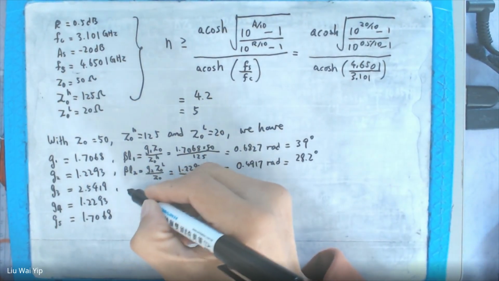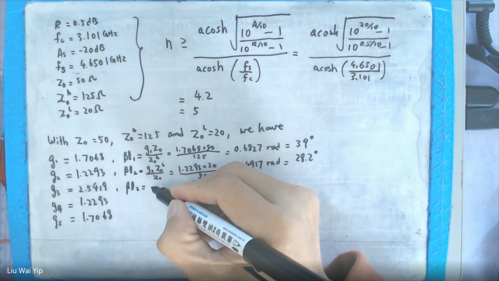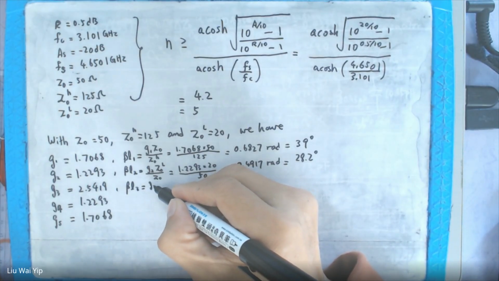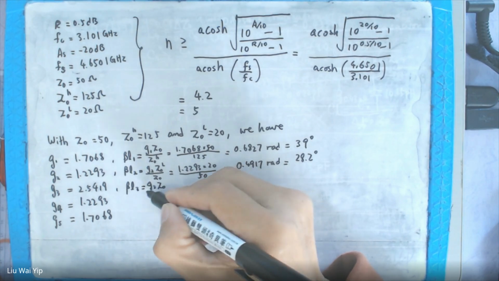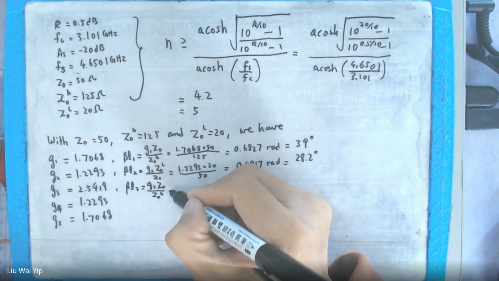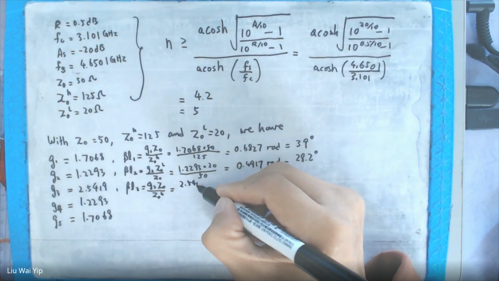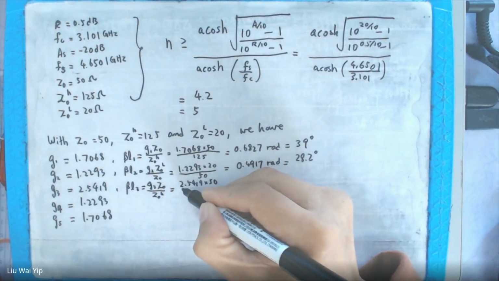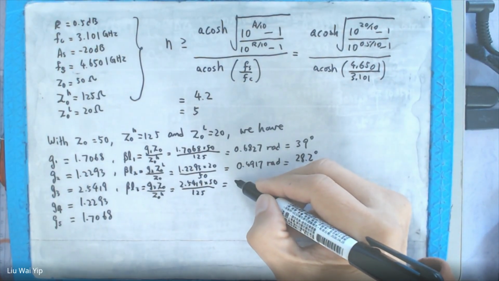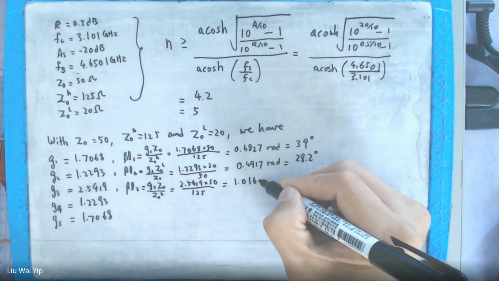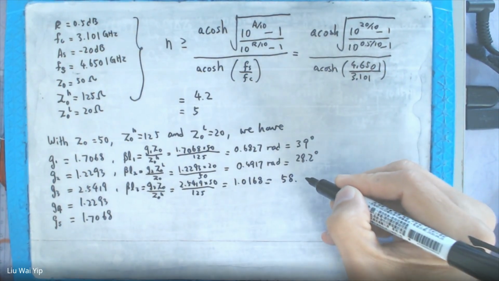And similarly, you can do this for the next section, which is g3. The formula will be exactly the same as the first one, and it will be a high impedance line. 2.541 times 50 divided by 125. And if you do it very carefully, you will get 1.0168, and this is equivalent to 58 some degrees.